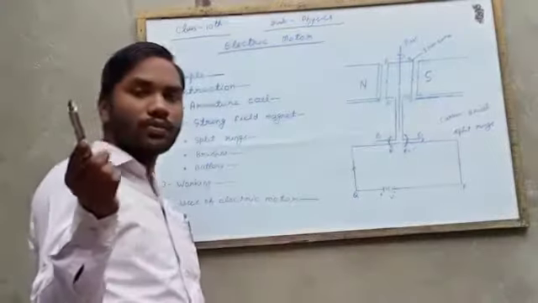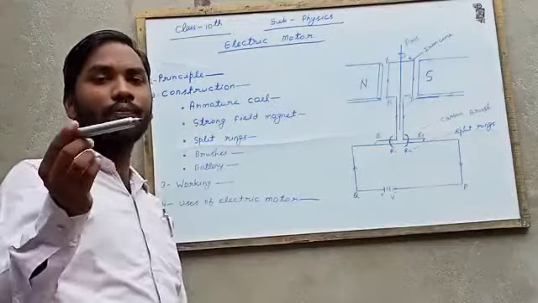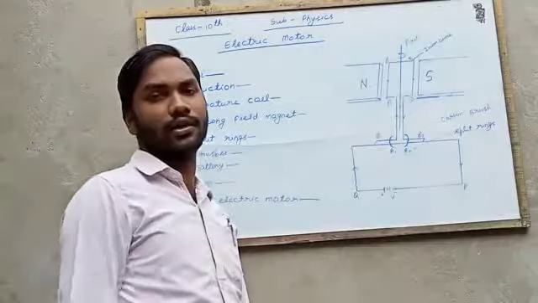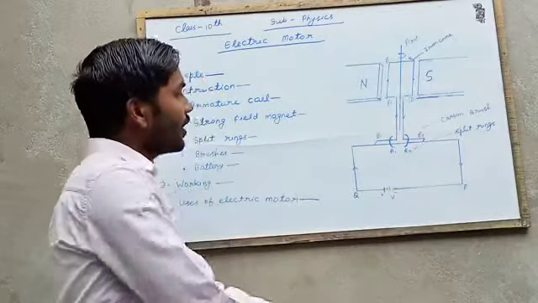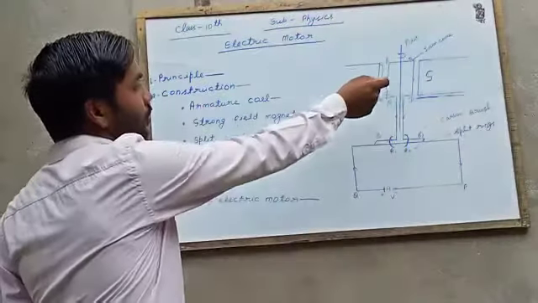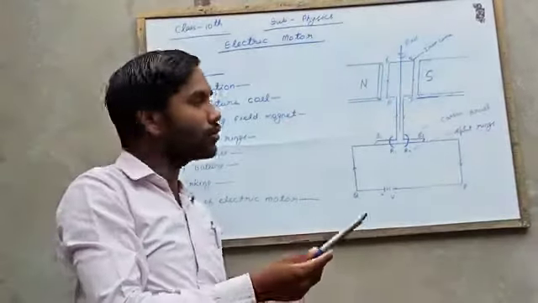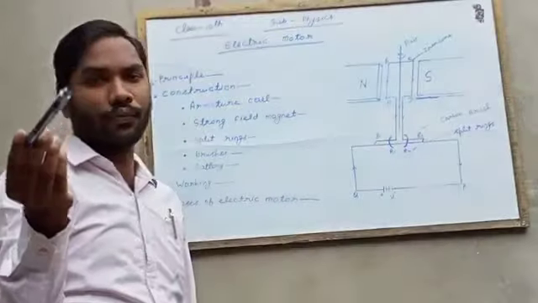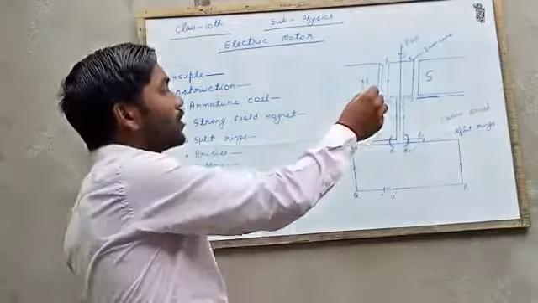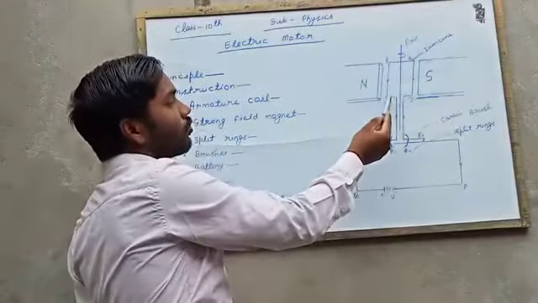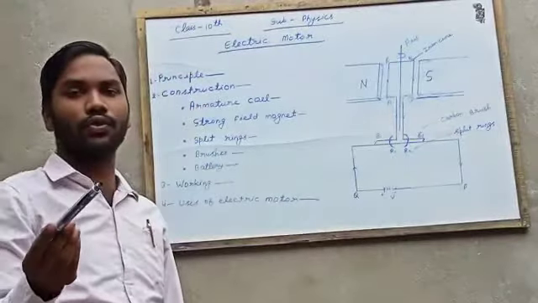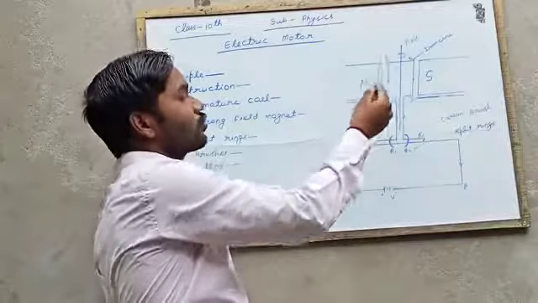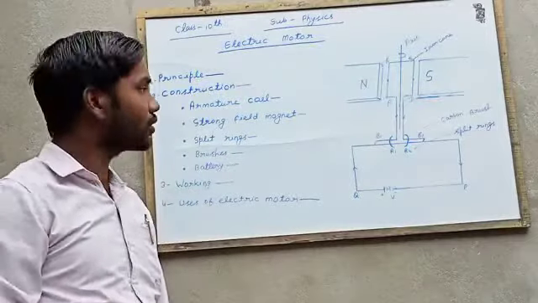An electric motor works on the principle of force experienced in a magnetic field by a current carrying conductor. When electric current is passed through this coil, a force will be generated which will be perpendicular to both the coil and the magnetic field, and with this force this coil will rotate.